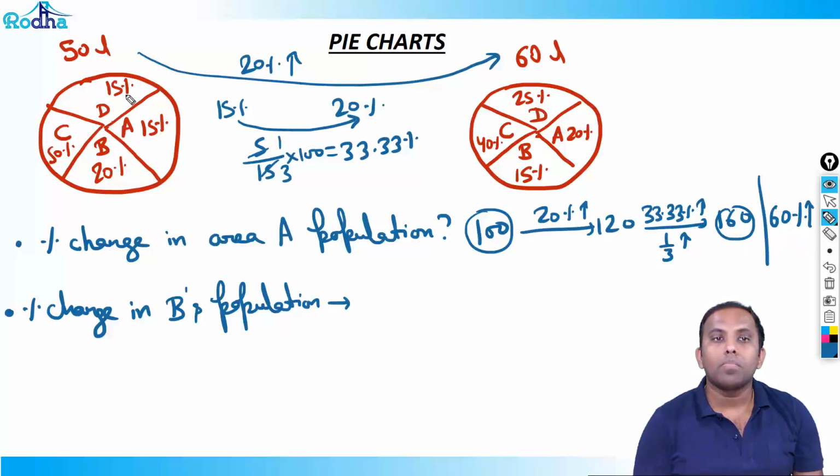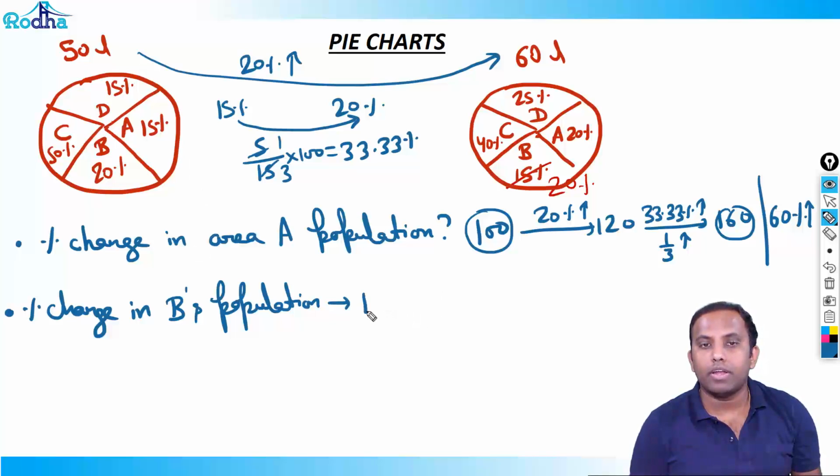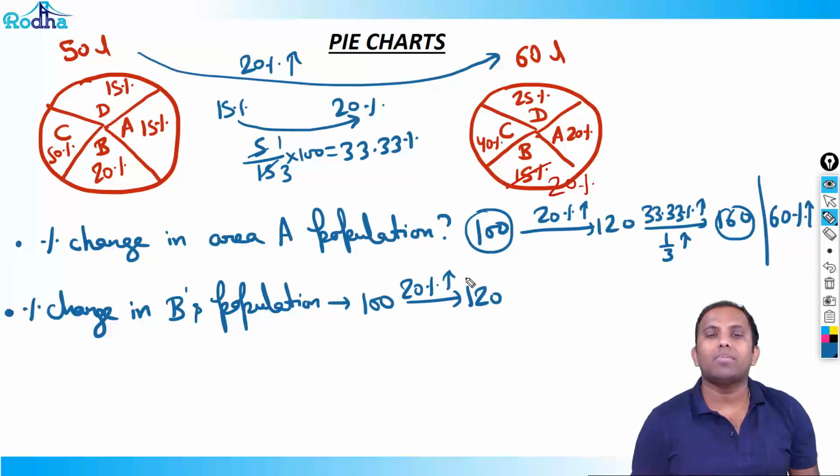Now B, what happened? Assume again, if B was constant, if B is 20 here and here also suppose B was 20, what will happen in that case? If B population initially was 100, then due to the pie chart value increasing by 20%, B's value also increases by 20%, right? It becomes 120.